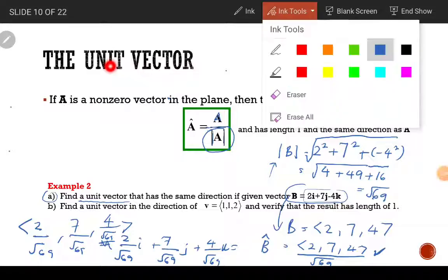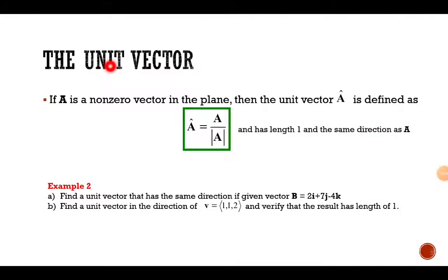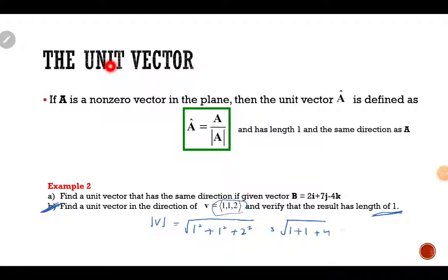And then for part B, find a unit vector in the direction. This one is also the same. And verify that the result has length of 1. So now, straight away you find its magnitude. The magnitude is 1 squared plus 1 squared plus 2 squared. So what do we get? 1 plus 1 plus 4. So you're going to have square root 6, right? Square root 6. So the unit vector V will be V over square root V.